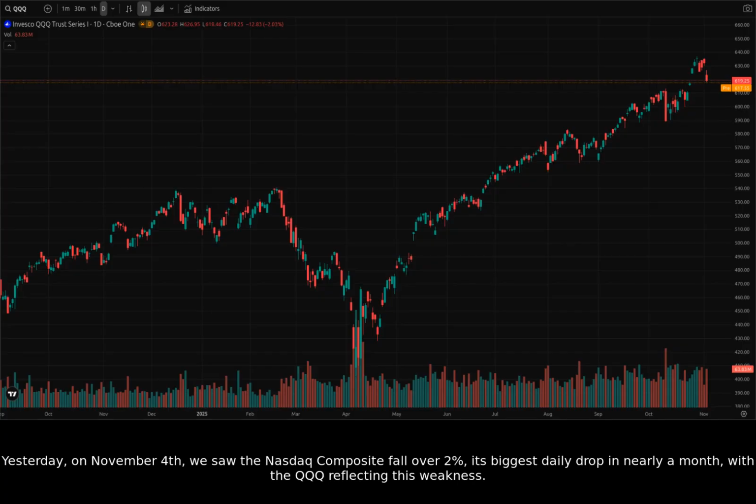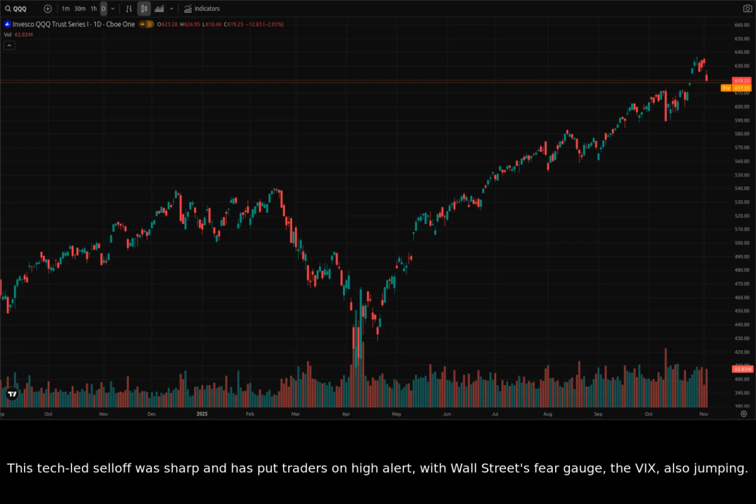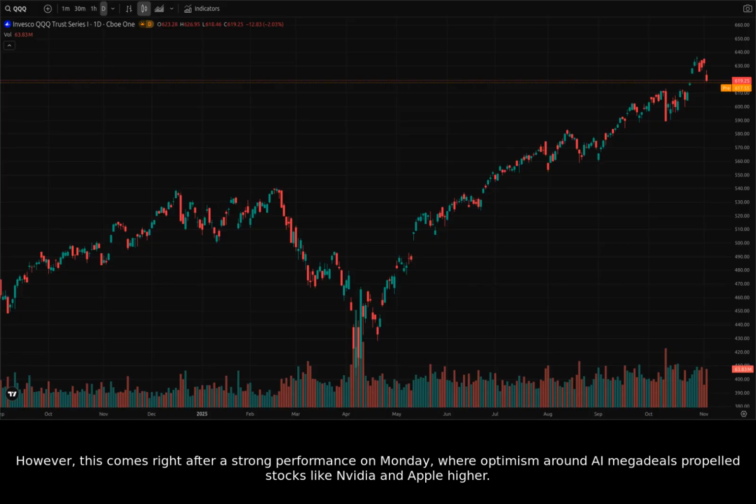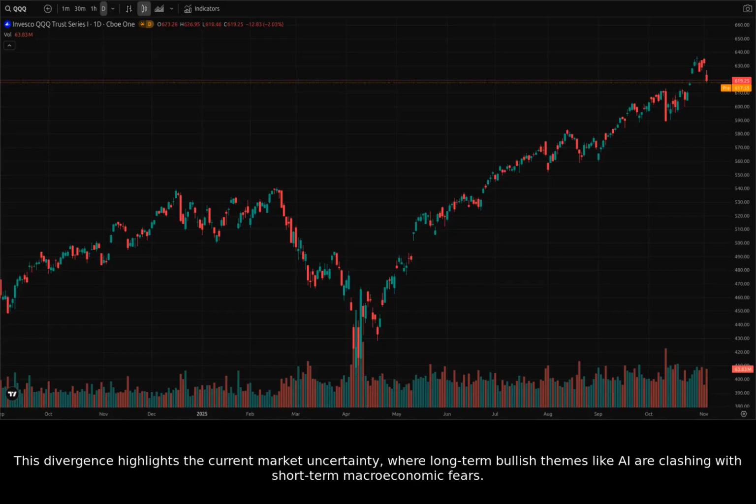Yesterday, on November 4th, we saw the Nasdaq Composite fall over 2%, its biggest daily drop in nearly a month, with the QQQ reflecting this weakness. This tech-led sell-off was sharp and has put traders on high alert, with Wall Street's fear gauge, the VIX, also jumping. However, this comes right after a strong performance on Monday, where optimism around AI mega deals propelled stocks like Nvidia and Apple higher.